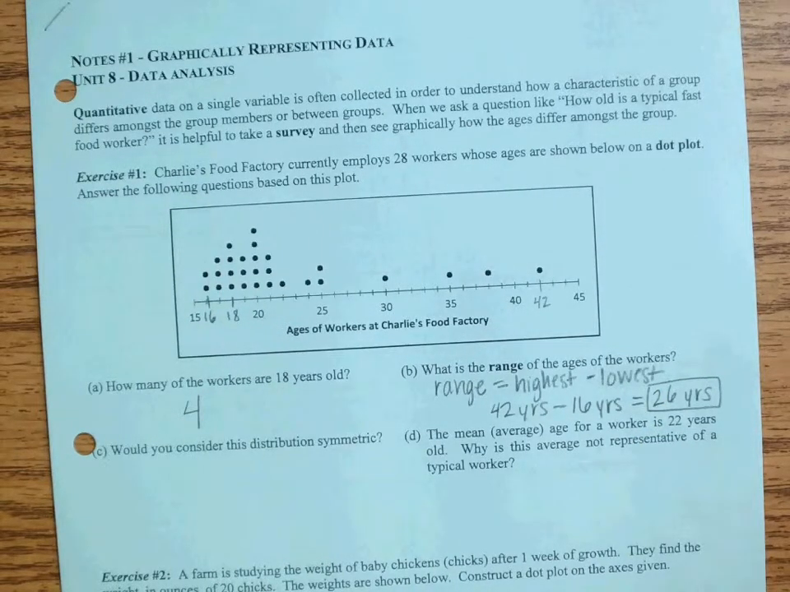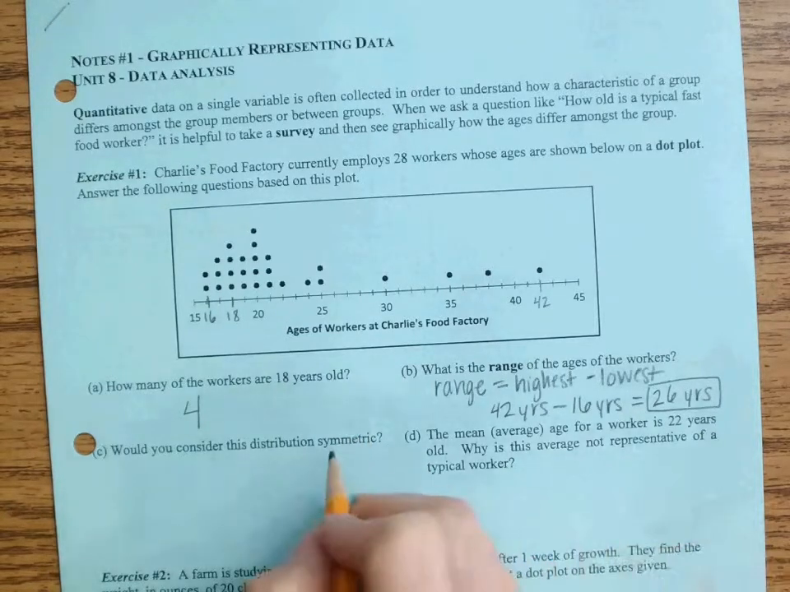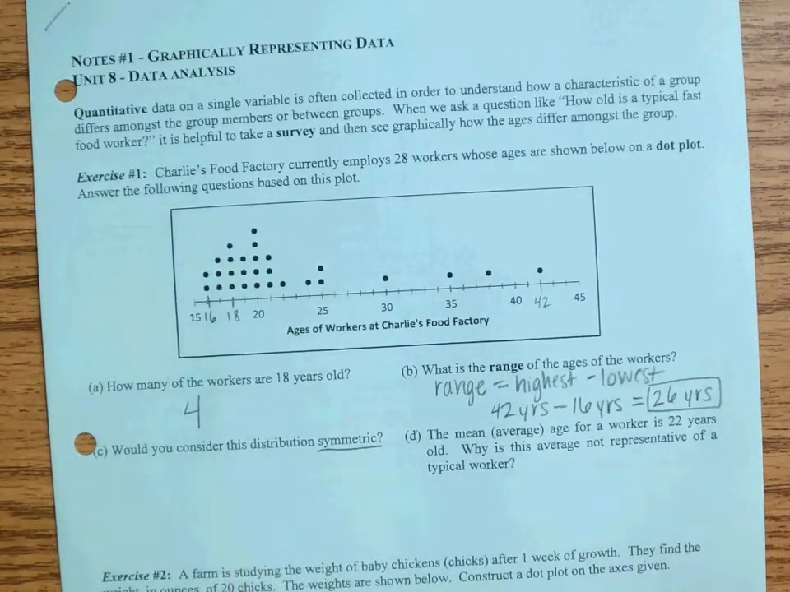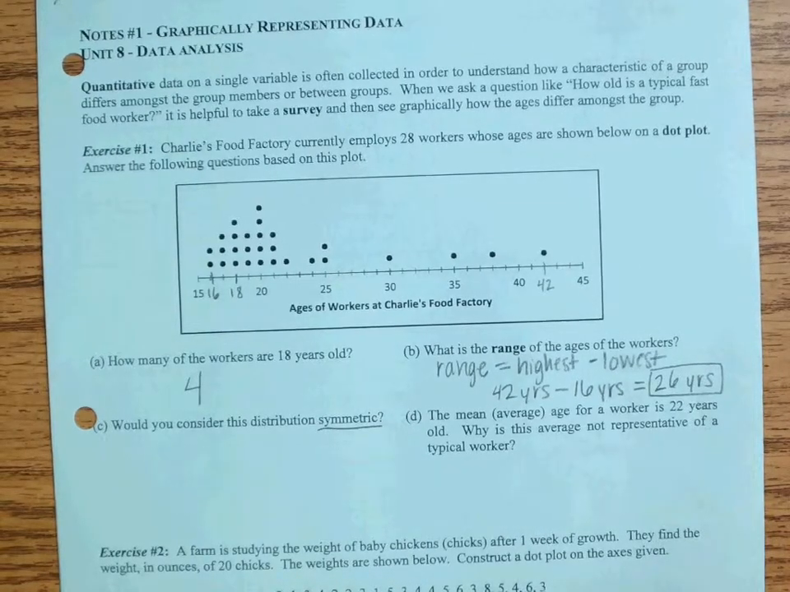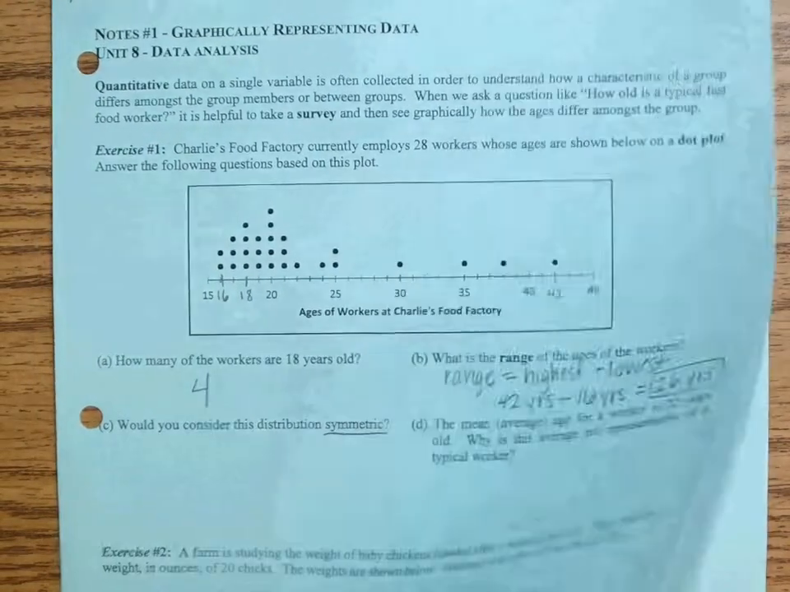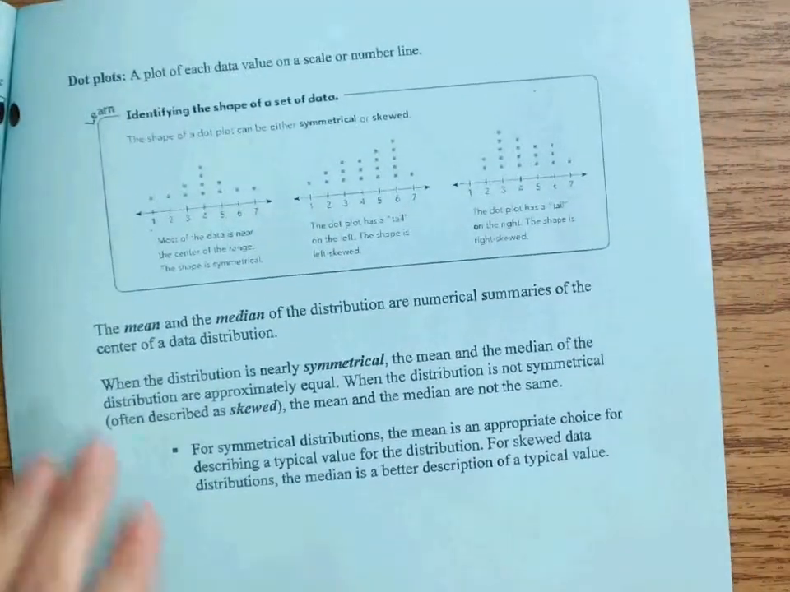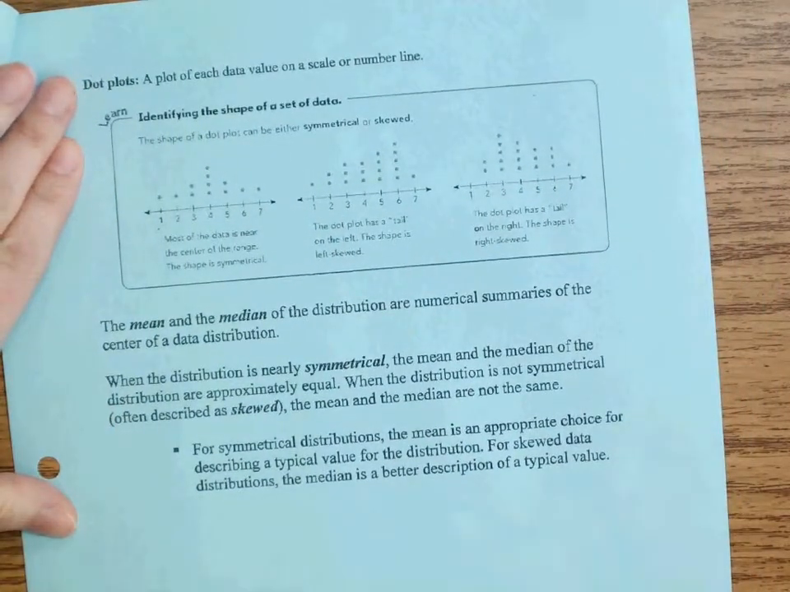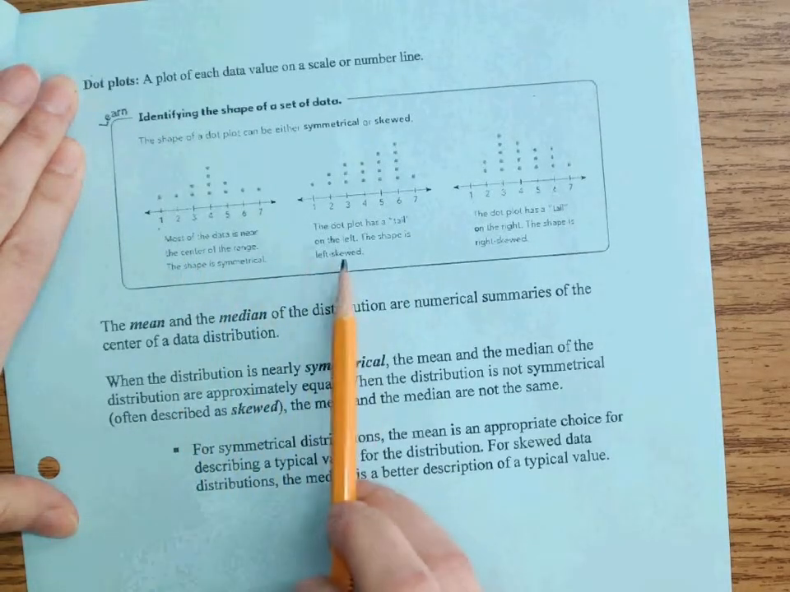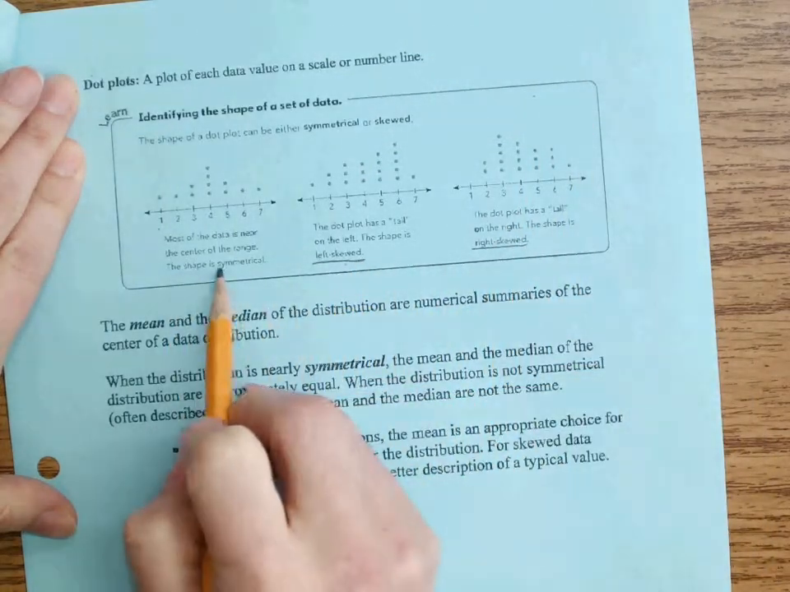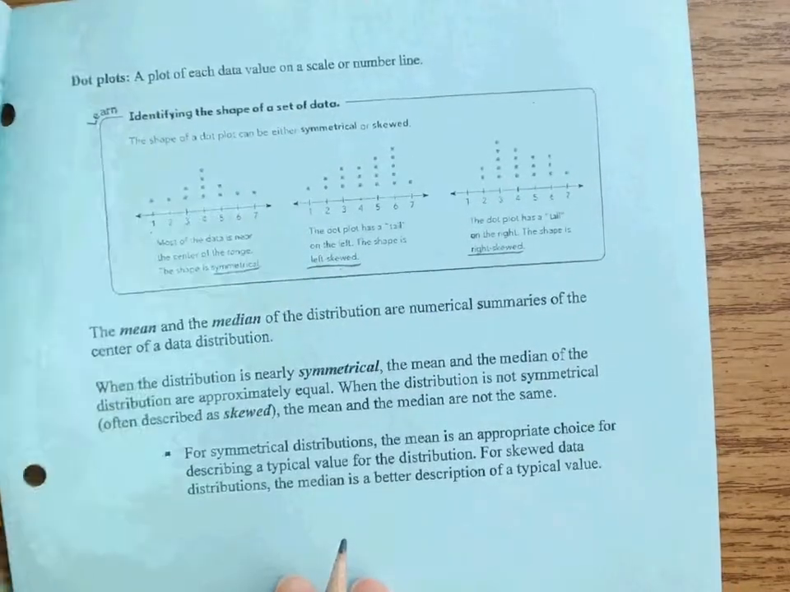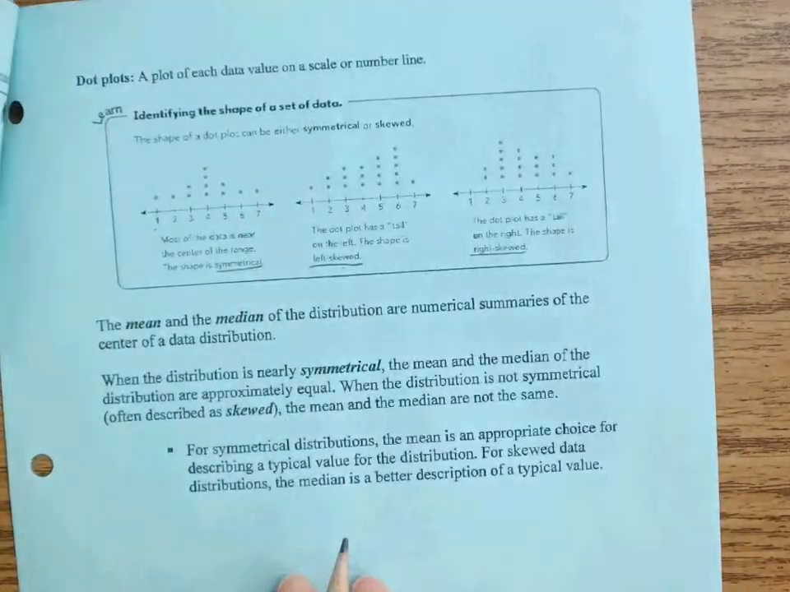Would you consider this distribution symmetric? We talked a little bit about this before during class. It was just review on the smartboard. But what I have attached, if you flip your packet right over here, is the difference between our different data distributions. We have symmetrical, left skewed, right skewed. And what you're going to do is compare what you see here and what we see there.